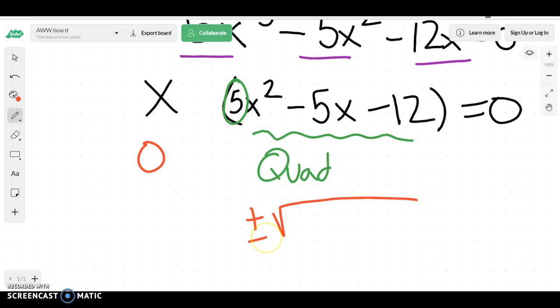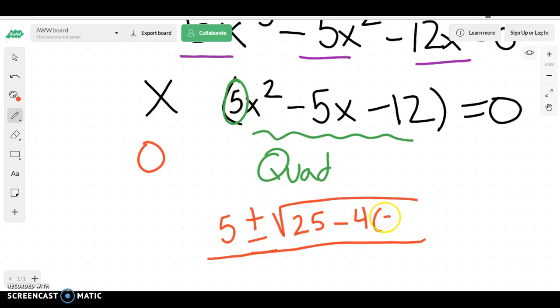If you remember the quadratic formula, it's negative b plus or minus the square root of b squared minus 4ac, all over 2a. So when I do this, my b term is negative 5, so I get a positive 5. Negative 5 squared is 25, minus 4, and a in this case is 5, and c in this case is negative 12. And then 2 times a would be 10.